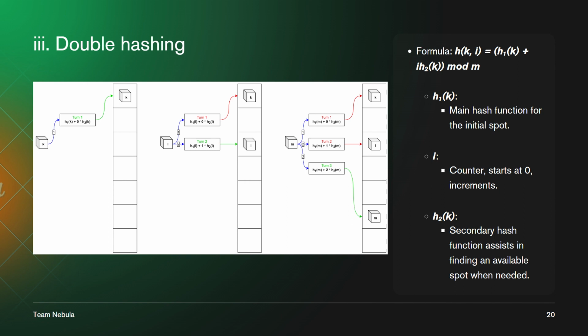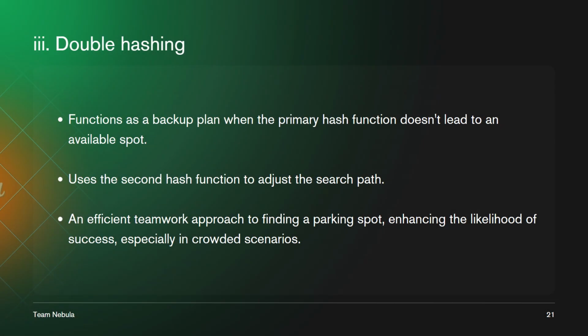So, let's say our primary hash function leads us to a spot but it's already occupied, which is h of k, 0. Instead of just moving to the next spot right away, we will call in our second hash function to guide us. The second hash function tells us how far to move from the initial spot, i times h2 of k steps away. And just like that, we have got a backup plan. If our primary strategy doesn't work, we use the second hash function to adjust our path. It's like having a buddy who guides you with directions when you are a bit lost.